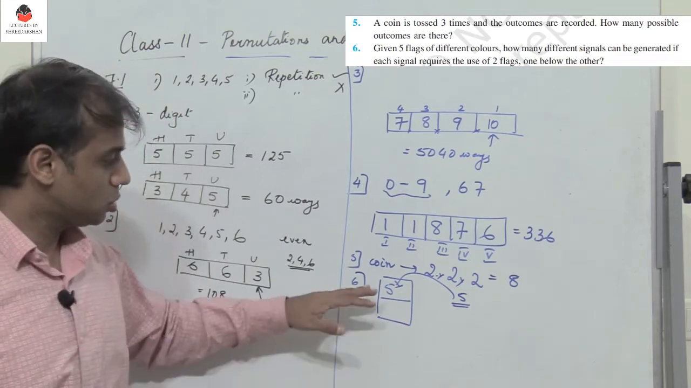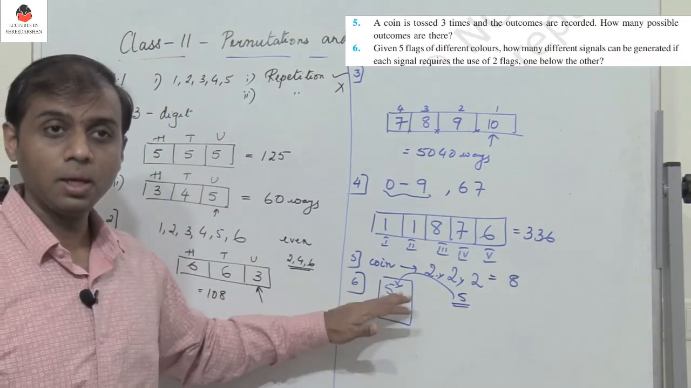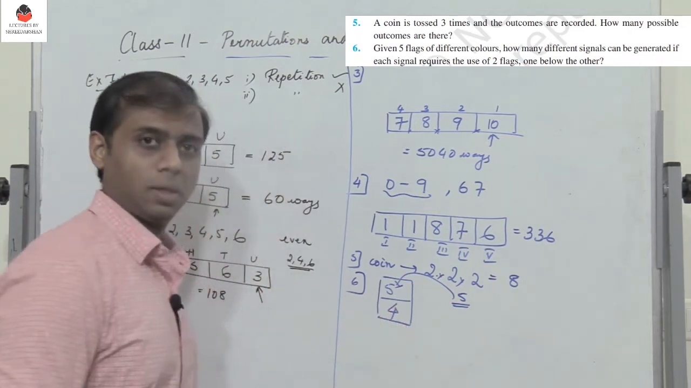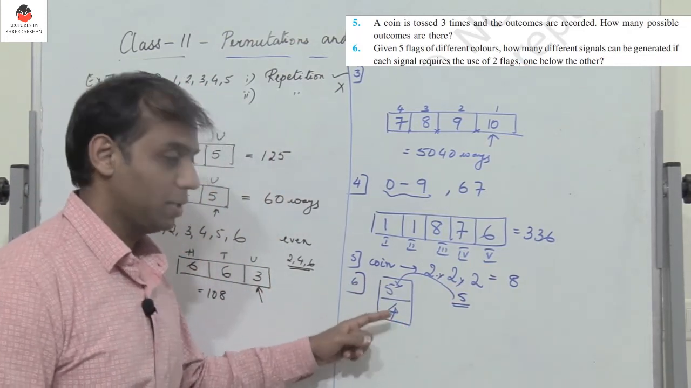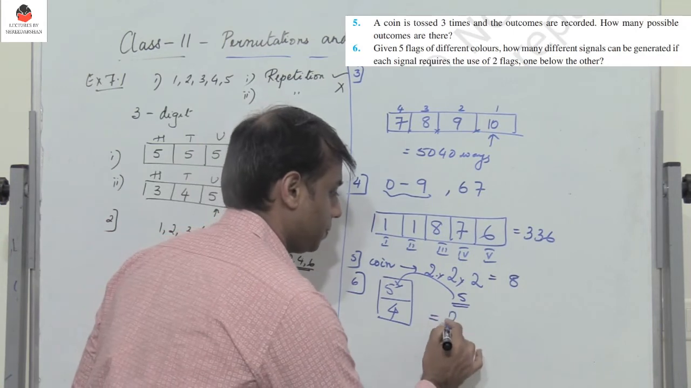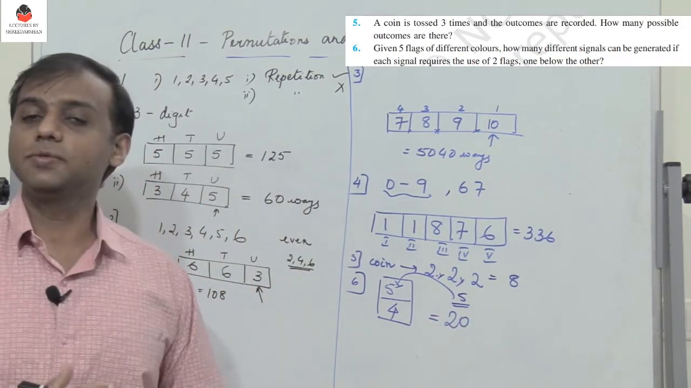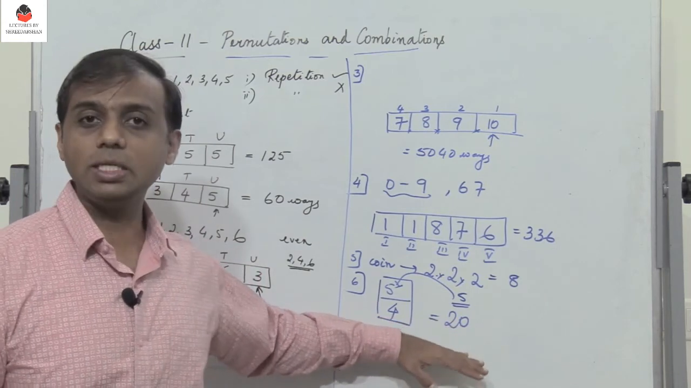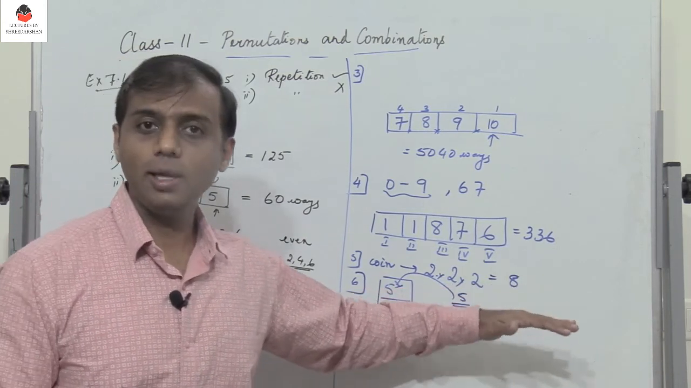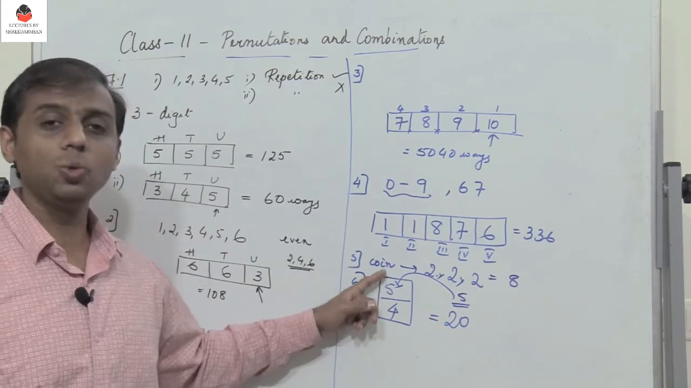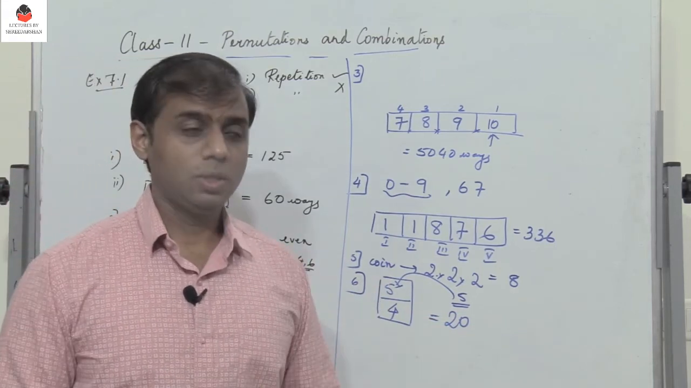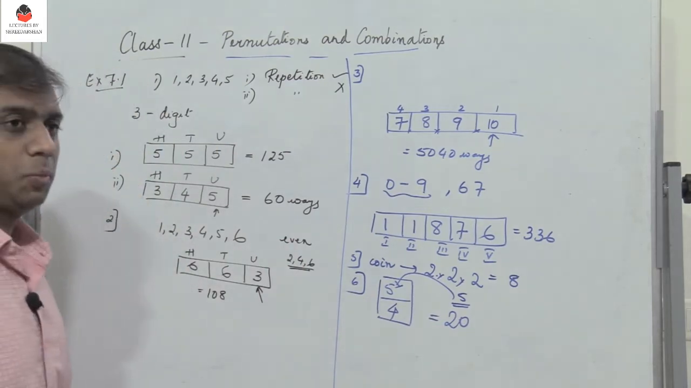So one flag is chosen of a particular color. How many are remaining? 4. So you have 4 here. So what is 5 into 4? It is 20. So how many different types of signals can be generated? You basically can have 20 different types of signals, where each signal will have 2 differently colored flags, one below the other. So these are the questions given in exercise 7.1.